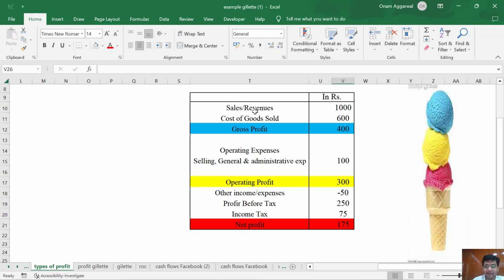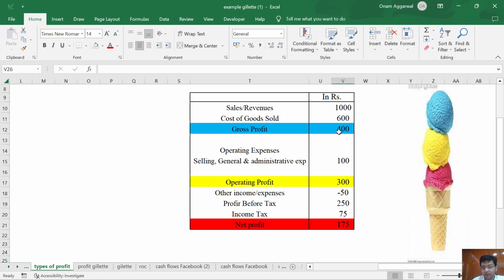Here is a simple example. Let's assume a company sells mobile phones and they have sales of around 1000 rupees or $1000 in a year. The cost of making that phone, that is the raw material, the labor, factory costs like electricity, all comes out to be around 600 rupees. This cost of making the phone is called cost of goods sold. Now, gross profit is simply calculated by taking sales and reducing the cost of making that good or providing that service. That is 1000 rupees minus 600 rupees is equal to 400 rupees.